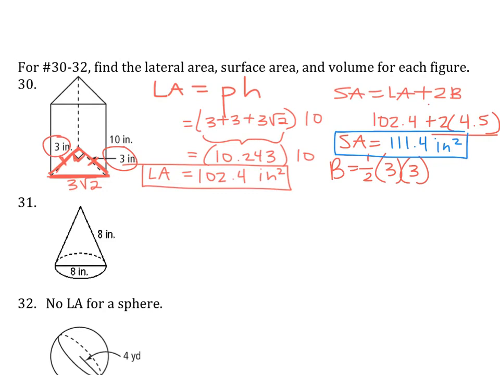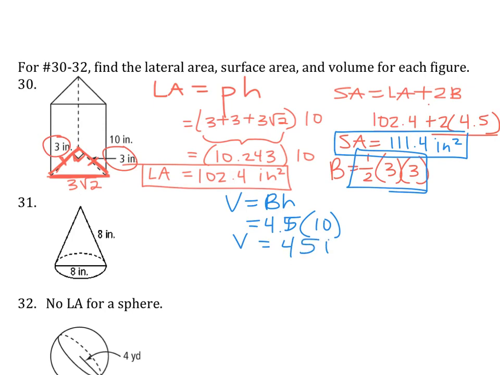Okay, so that's surface area. And then volume is the area of the base times the height. And we already found both those things. The area of the base was 4.5. Oops. The height was 10. So your volume is 45 cubic, because it's volume, inches. Okay. Questions on that? That one's a little fancy.